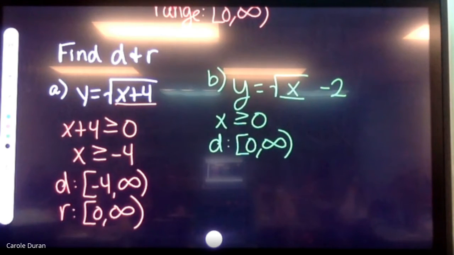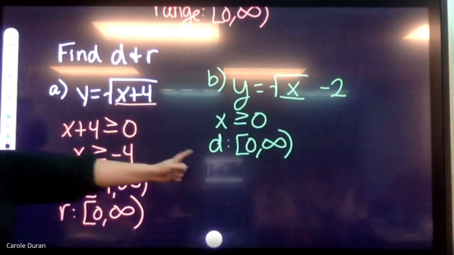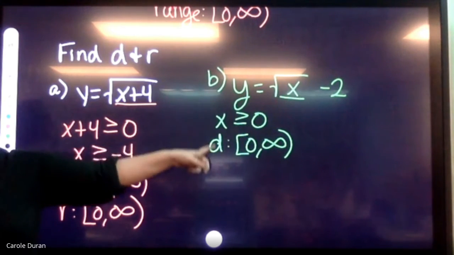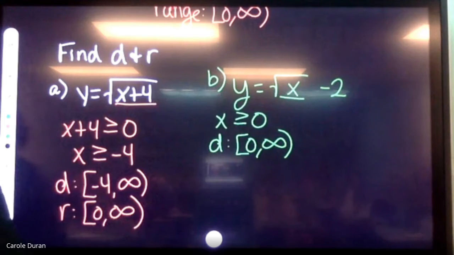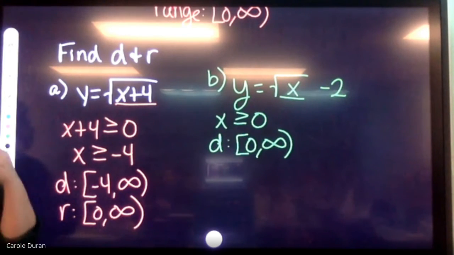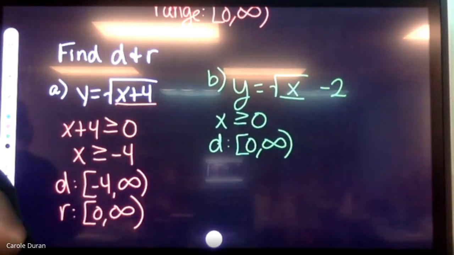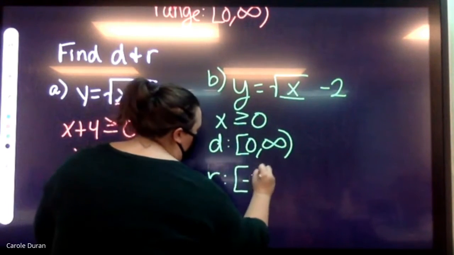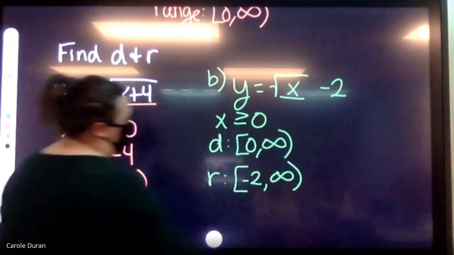What about my range? What do we think that's going to be? 0 is the smallest x value I can plug in, correct? So what do I get when I plug 0 into that function? The square root of 0 is 0, minus 2 is -2. So -2 has to be the smallest y value that I'm going to have, which means that my range goes from -2 to infinity.